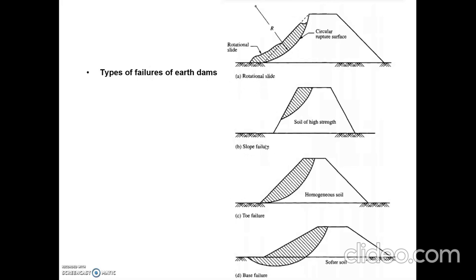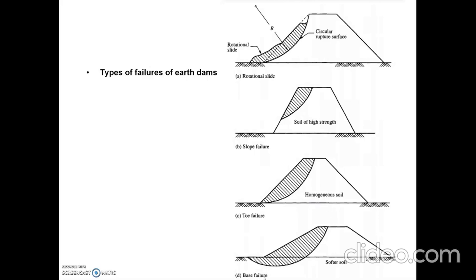Second is the slope failure, and this slope failure is usually seen in case of the soil of high strength. We can see that only a certain portion of the slope has failed, whereas the downward portion is still stable. This can be referred to as face failure. Second is toe failure. In case of toe failure, we can see that the failure has occurred from top till the bottom, that is toe. And it is seen in case of homogeneous soil.